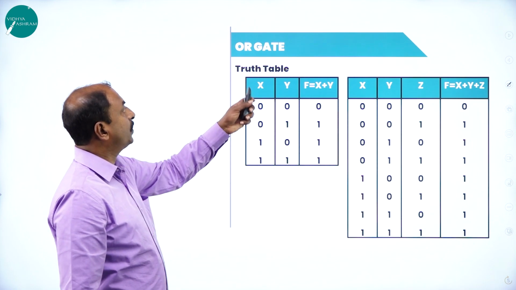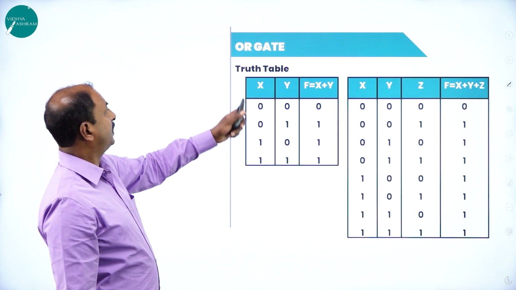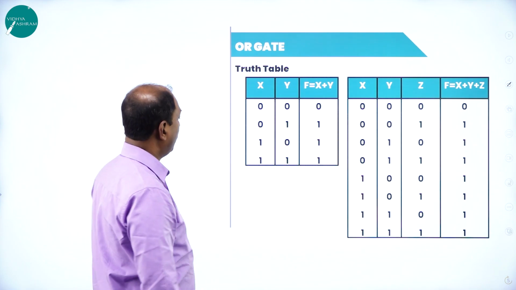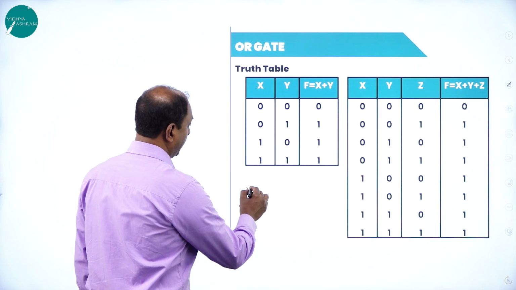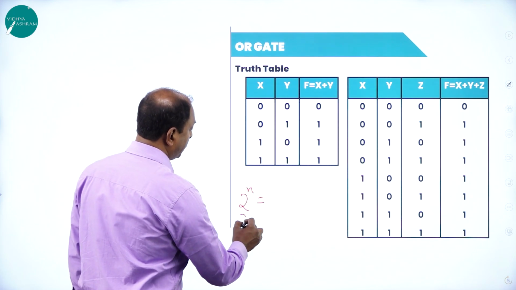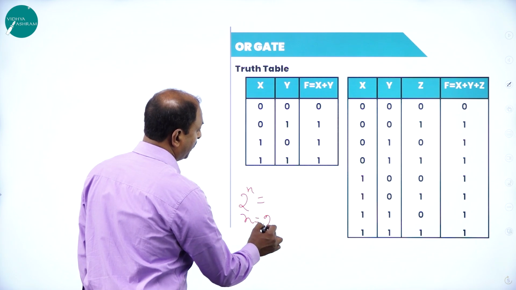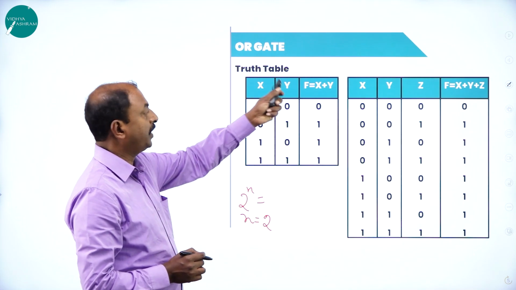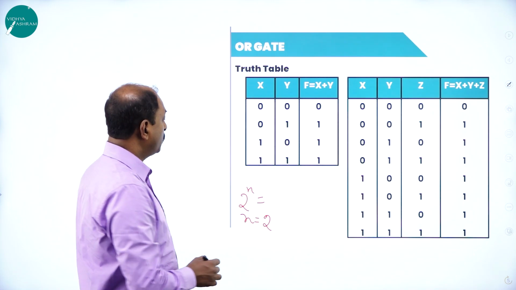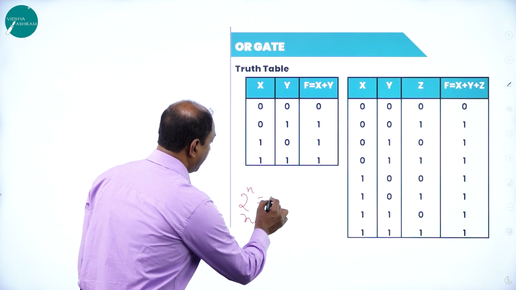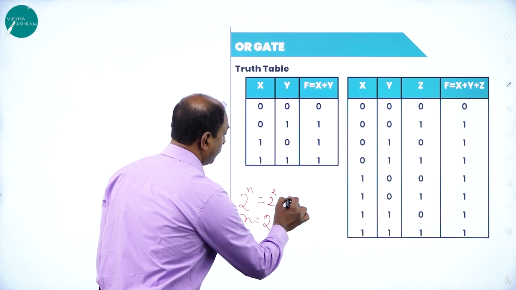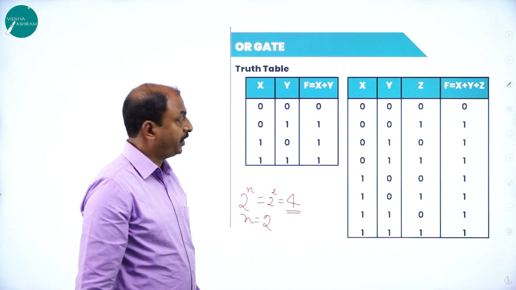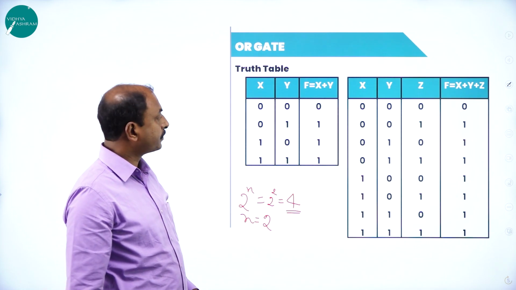Now let us see the truth table of this. Here there are two inputs. Normally we represent the number of input combinations with the formula 2 to the power of n, where n is the number of inputs. In this example, there are two variables x and y, or two inputs. So that is 2 to the power of 2, that is equal to 4. So it is possible to have 4 different combinations for this OR gate.